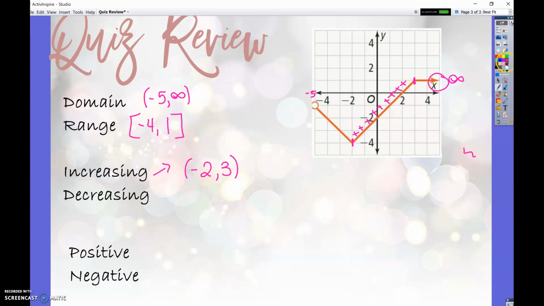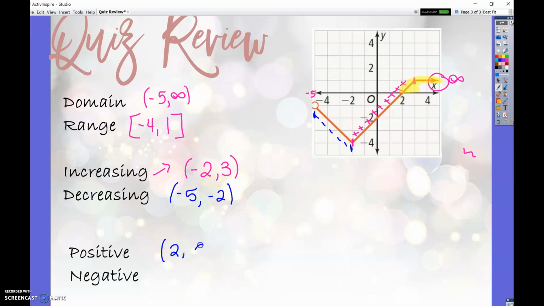Now, decreasing on this function is where the slope would be negative, so that would be right over here. That starts at an x value of -5 and goes to that x value of -2. So we would use our interval notation from -5 to -2 with parentheses. Finally, this graph is positive or above the x-axis towards the end here. So from here to here, we have a positive graph. So we would say it is positive from the x value of 2 to infinity.